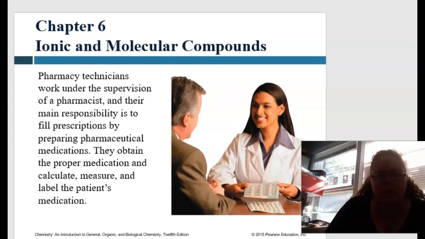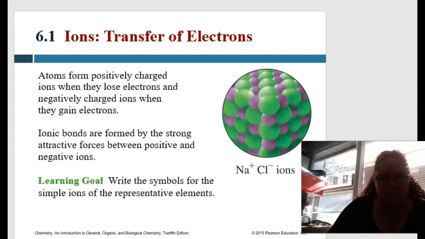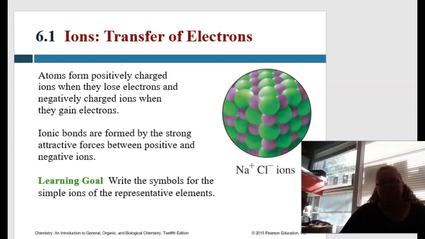One of the reasons that we want to use this is because pharm techs work under the supervision of a pharmacist, and their main responsibility is to fill the prescriptions by preparing pharmaceutical medications. They also have to obtain the proper medication and calculate, measure, and label the patient's medication. And you guys have been doing awesome with the different calculations, so I know that you will do fantastic with these as well.